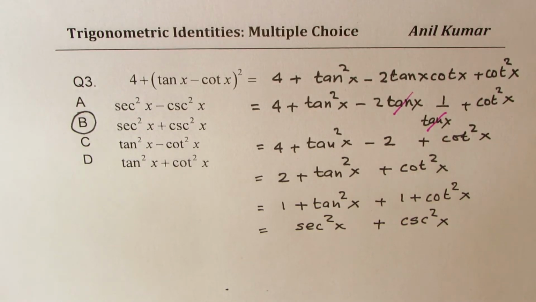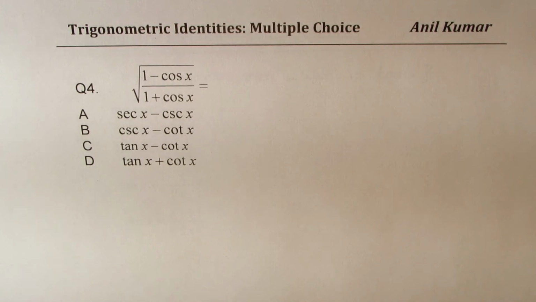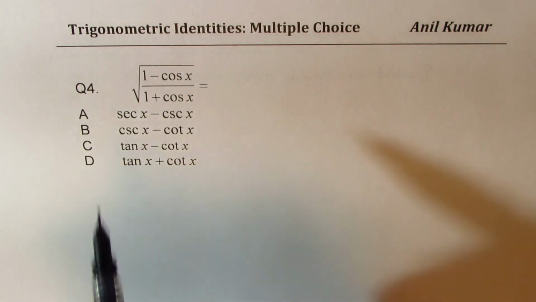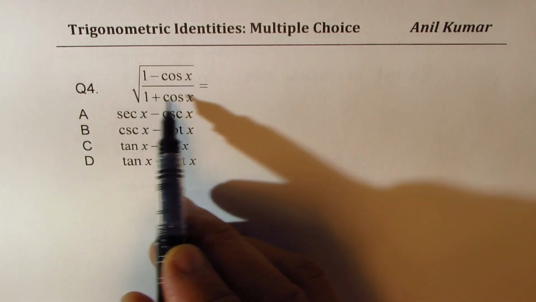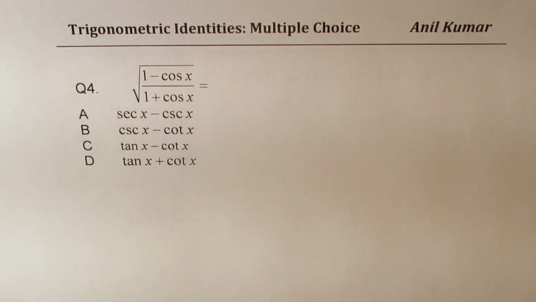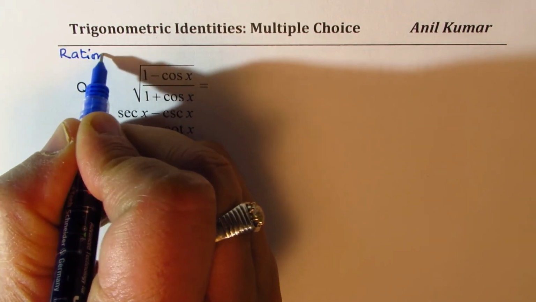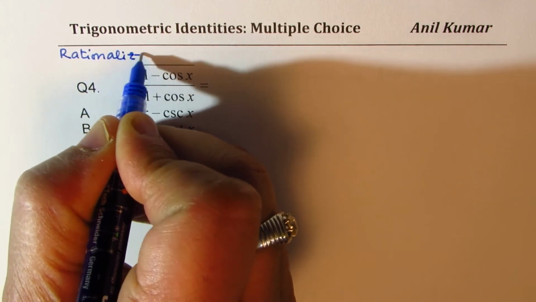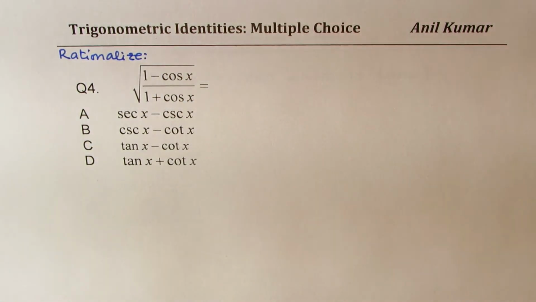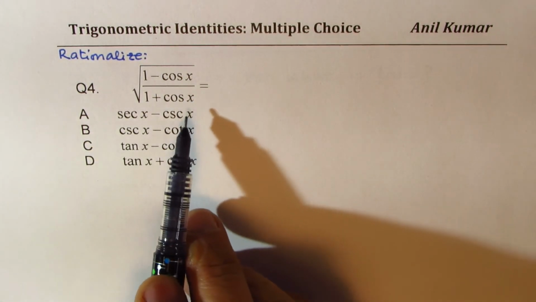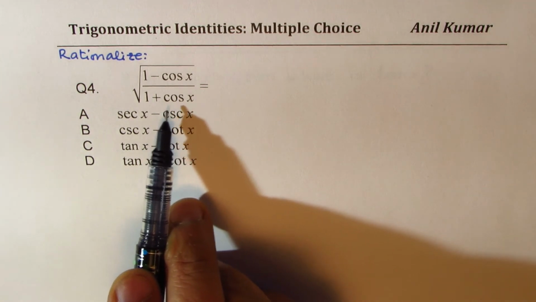Correct? Let's move on and take up the next question, which is question number 4. Here we have square root of 1 minus cos x divided by 1 plus cos x. So in such questions, you should rationalize. So the idea is to rationalize.